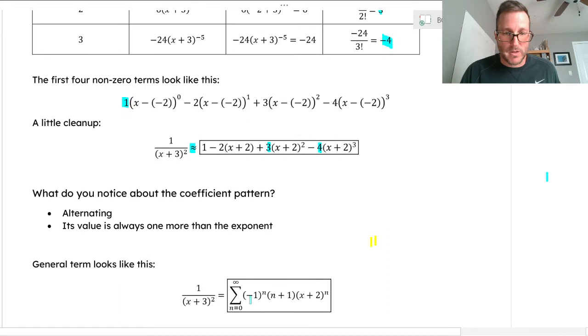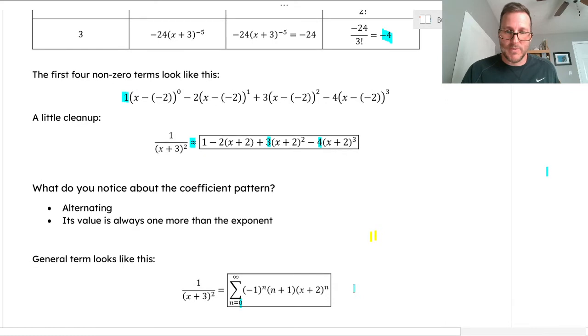then we'll see if we can figure this out. So negative 1 to the n will start us positive, negative, positive, negative. N plus 1, starting at n equals 0, will start us with 1, then 2, then 3, then 4. And then I've got to have an x plus 2 raised to the n, because that would be raised to the 0, the first, the second, and the third, and so on. So when you come up with a general pattern, test to make sure that it fits. Don't just figure out a pattern that doesn't work.